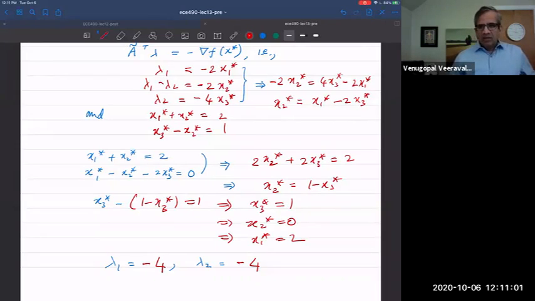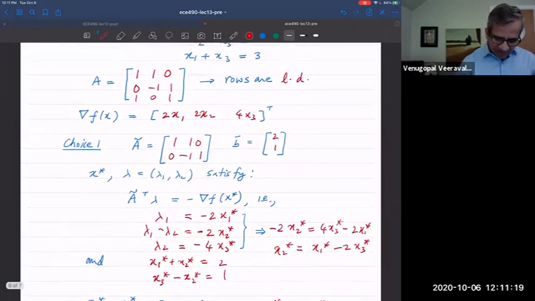Okay, I'm not going to go over the rest. You could actually show that this is the global minimum of this problem, but you can go ahead and show that at home. What I want to illustrate, and I have a few minutes to do that, is what happens if I change my A tilde matrix.